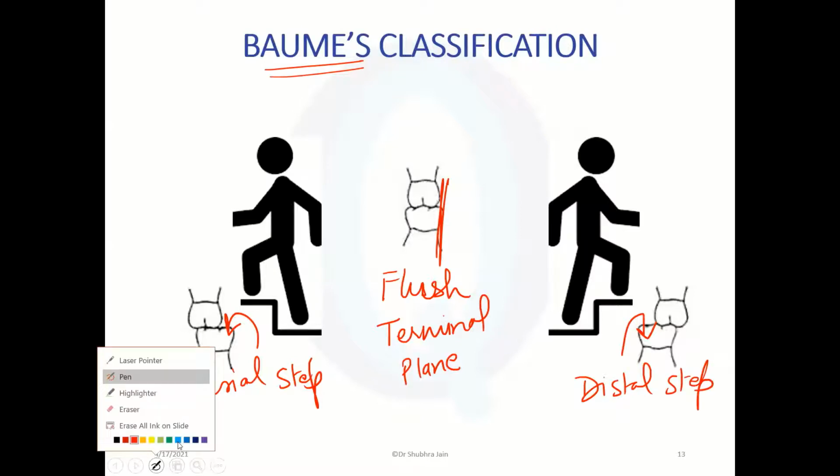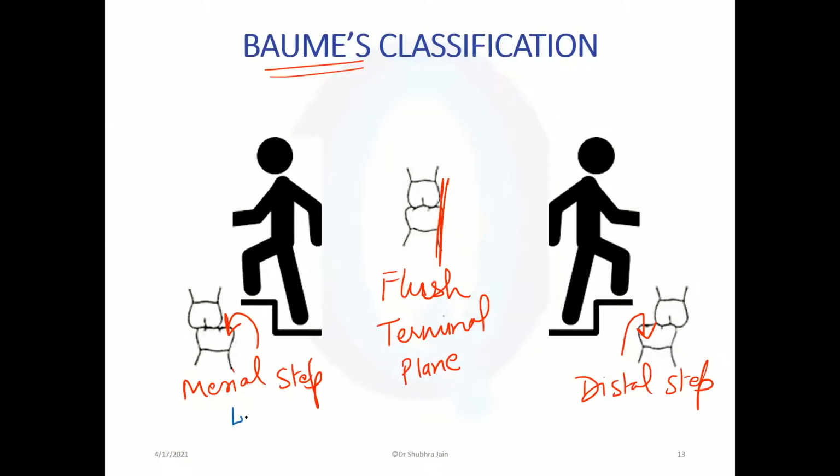Now, what else do you need to remember in this? You need to remember the percentages. Mesial step occurs in 49% of individuals, flush terminal plane occurs in 37% of individuals, and distal step occurs in 14% of individuals, according to a study given in McDonald's. This percentage is according to a study in McDonald's.